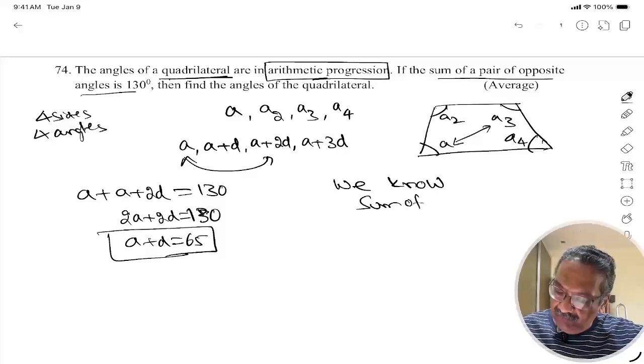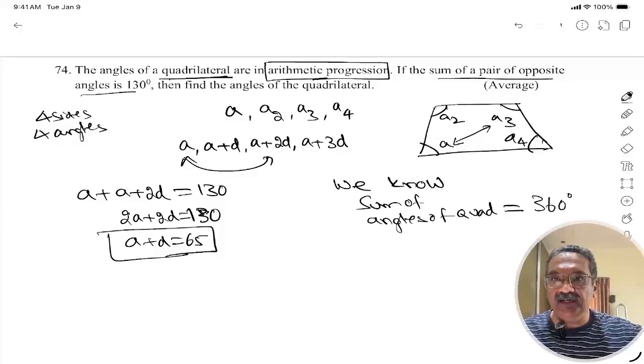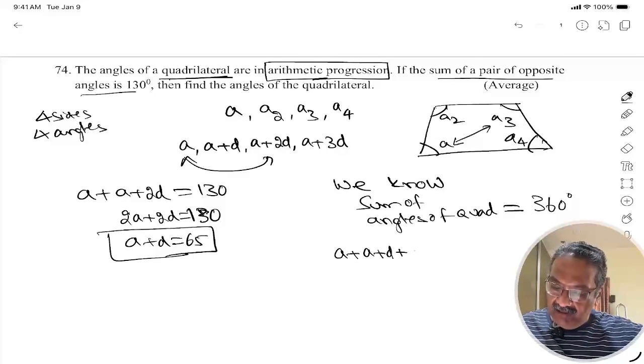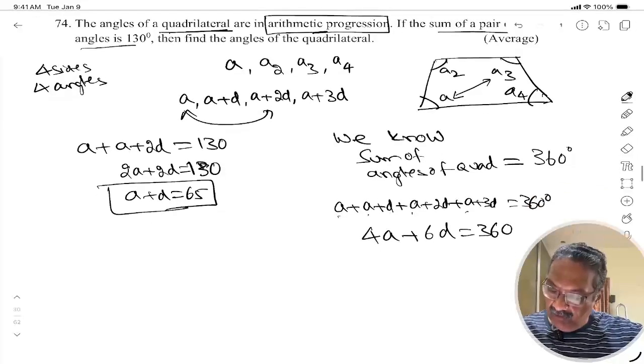sum of all angles of a quadrilateral is equal to 360 degrees. This is your geometry knowledge. Okay, so we get sum of all angles will be A plus A plus D plus A plus 2D plus A plus 3D is equal to 360 degrees. 1, 2, 3, 4. So 4A plus 2 plus 1, 3 plus 3, 6D is equal to 360. I'll take 2 common.